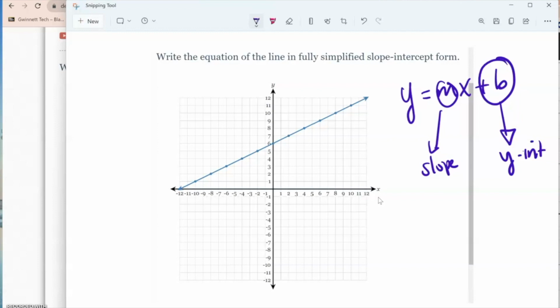So what does that mean? Where it crosses the y-axis. So where does it cross the y-axis? Here's the y-axis. Where does this line cross this line? I can look for my little crossing right here. So it crosses at 6. So the y-intercept is 6, positive 6. Now, because it says the word equation, an equation must have an equal sign, so you must write the whole thing.